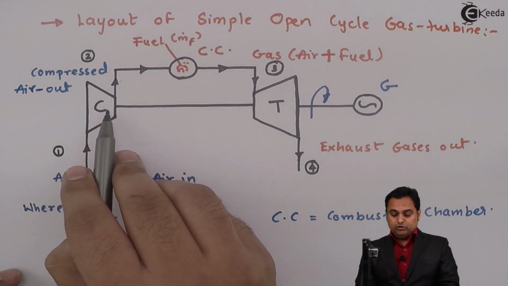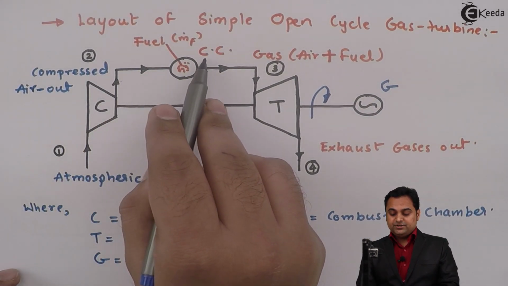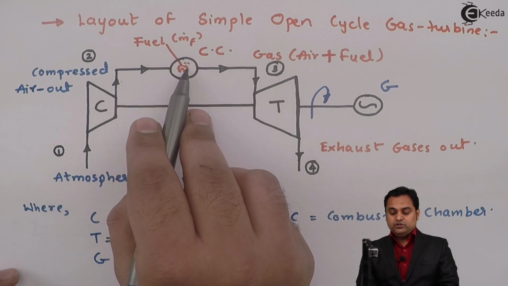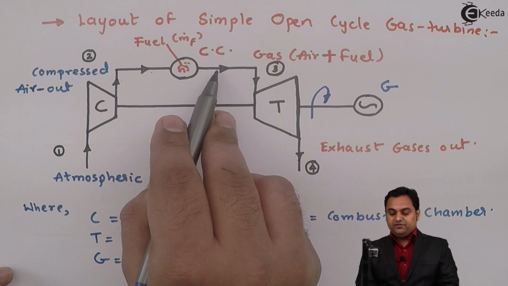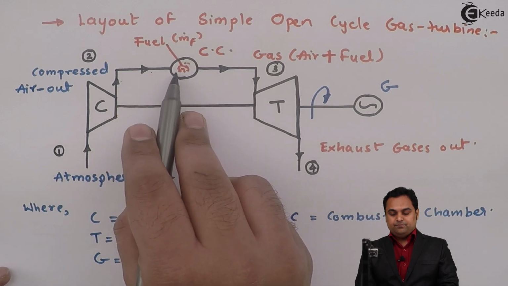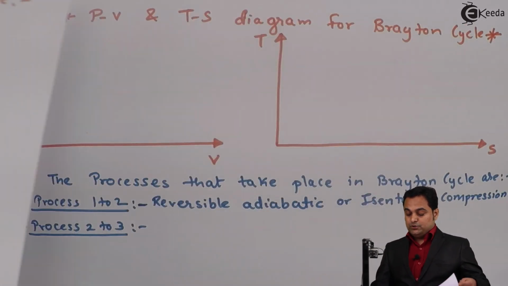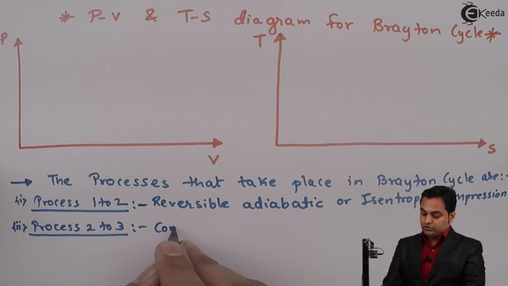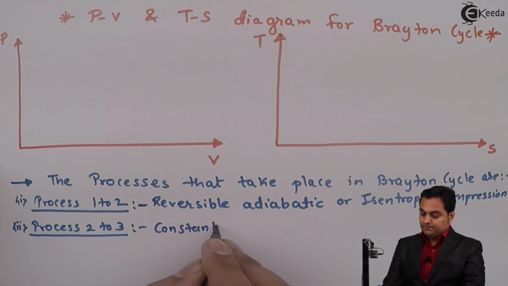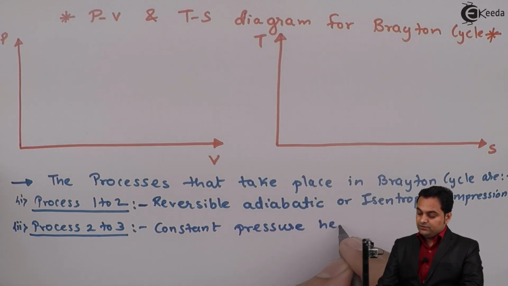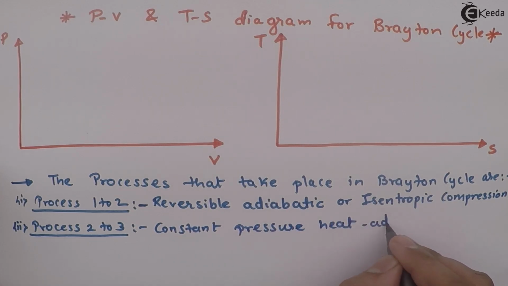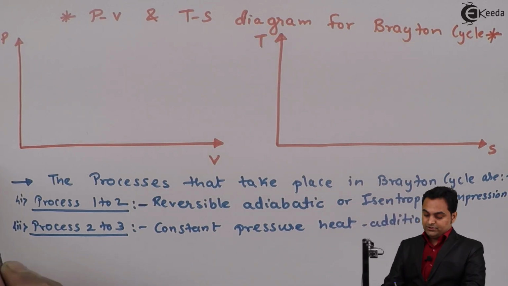At point 2 the compressed air enters the combustion chamber CC where the fuel is sprayed, and from 2 to 3 we can say that it represents the heat addition process because fuel was added. So 2 to 3 is called constant pressure heat addition, because in the case of the Brayton cycle we are adding heat at constant pressure.